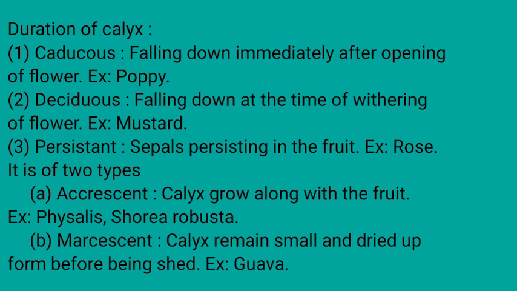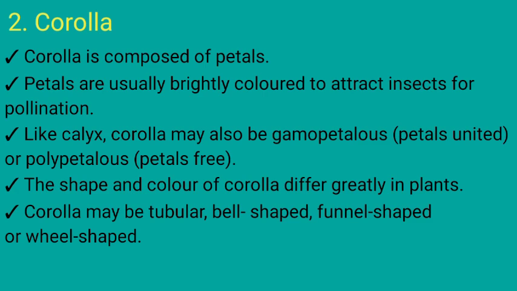Persistent calyx is again classified into two types, accrescent calyx and marcescent calyx. Accrescent calyx grows along with the fruit. Marcescent. In this type, the calyx remains small and dried up before being shed. Example, guava.